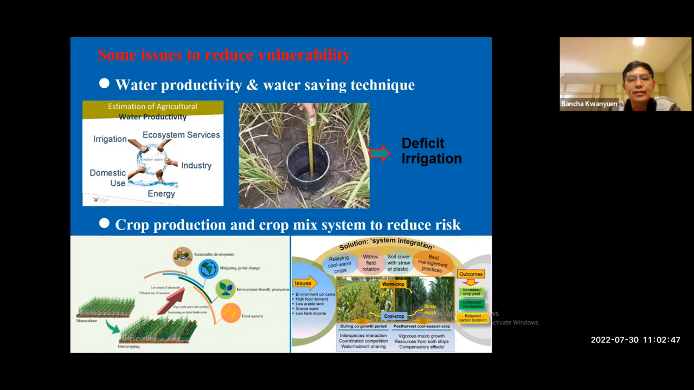You can have a counterpart to the global mitigation effect, you can have environmentally friendly production, and you can have food security by this. Actually, this is not new. It's something that was introduced a long time ago, but maybe we have not been serious enough about using it. Okay.